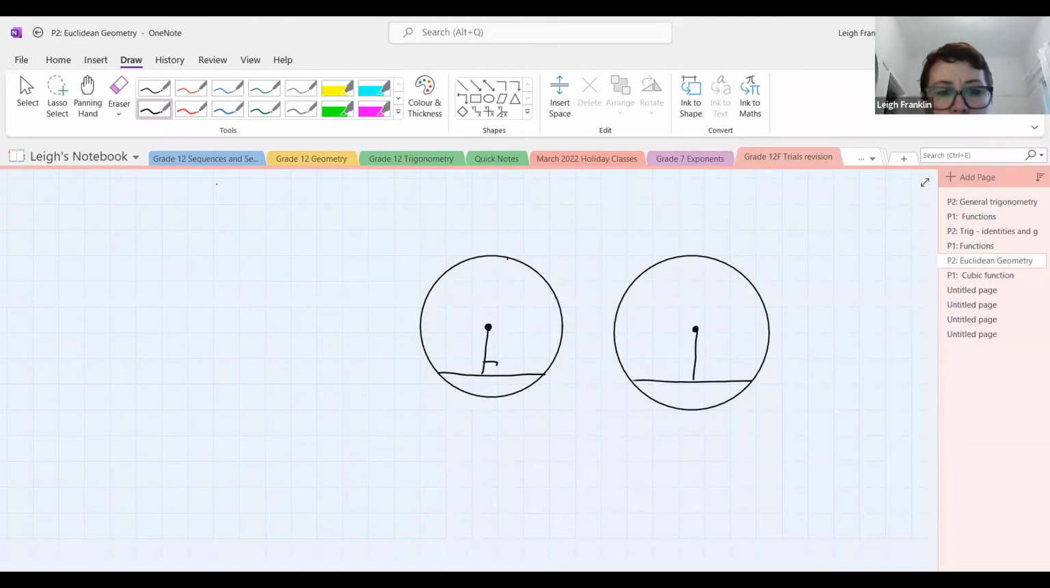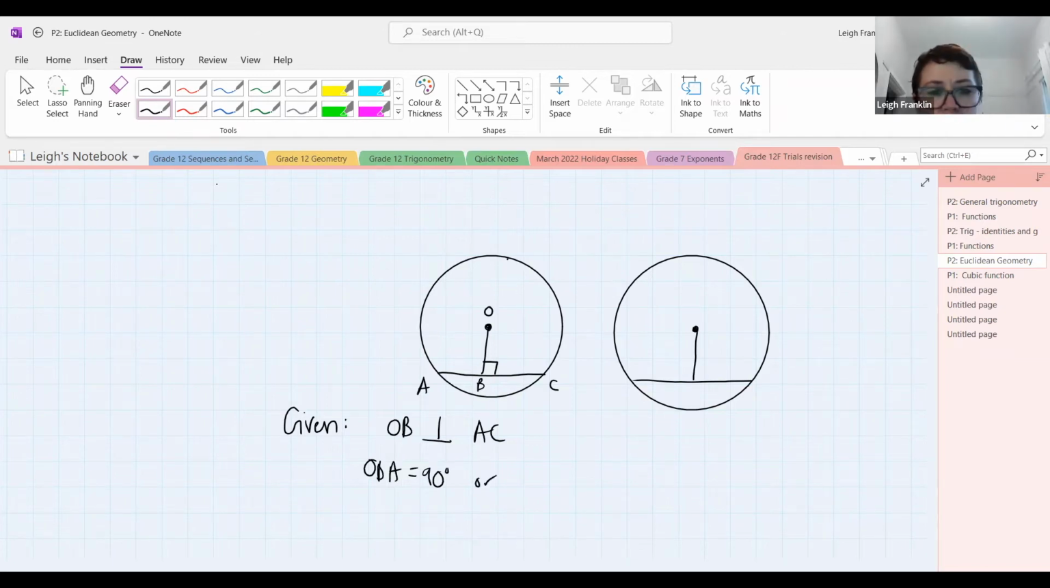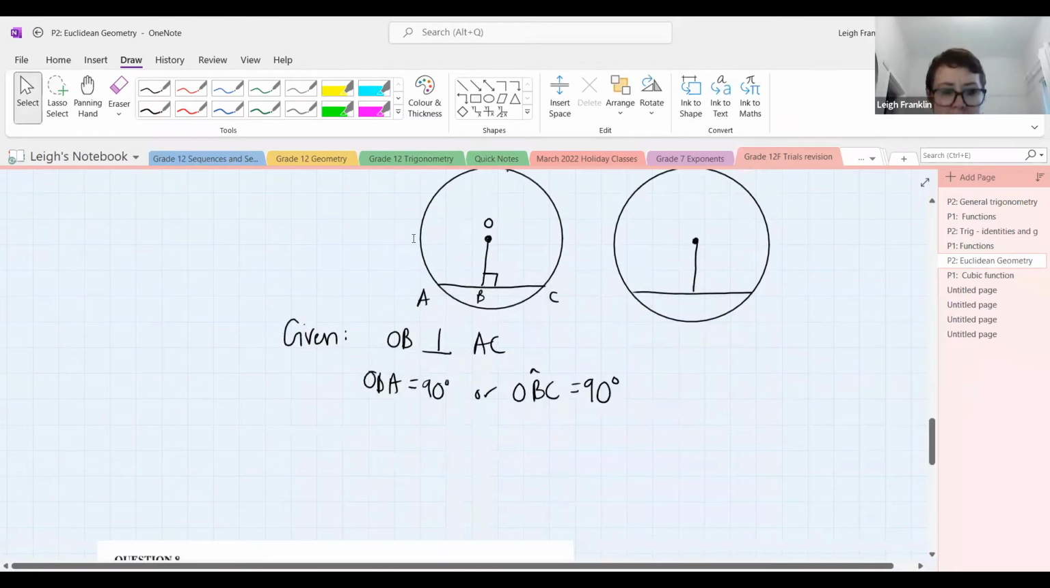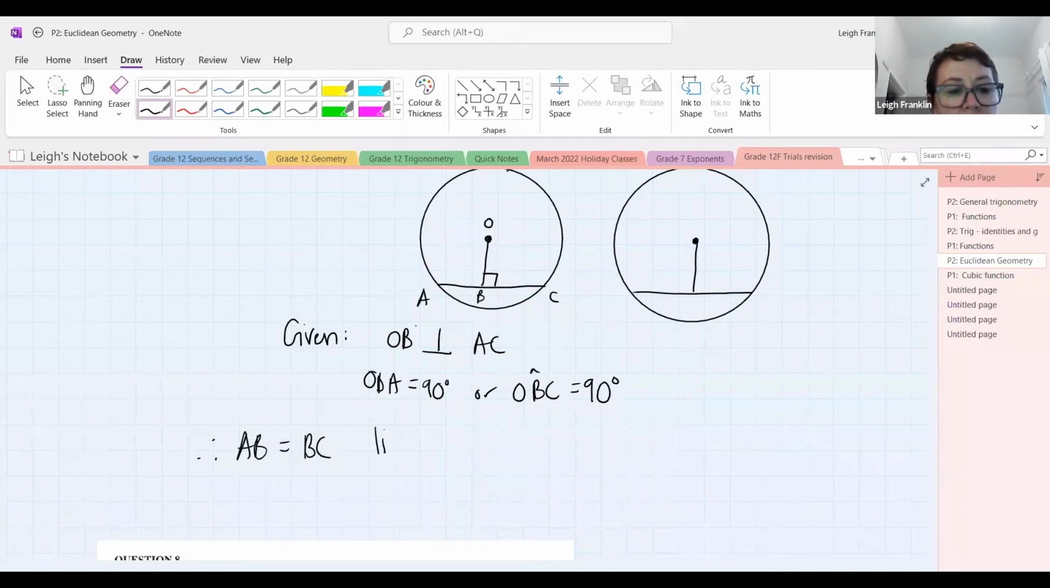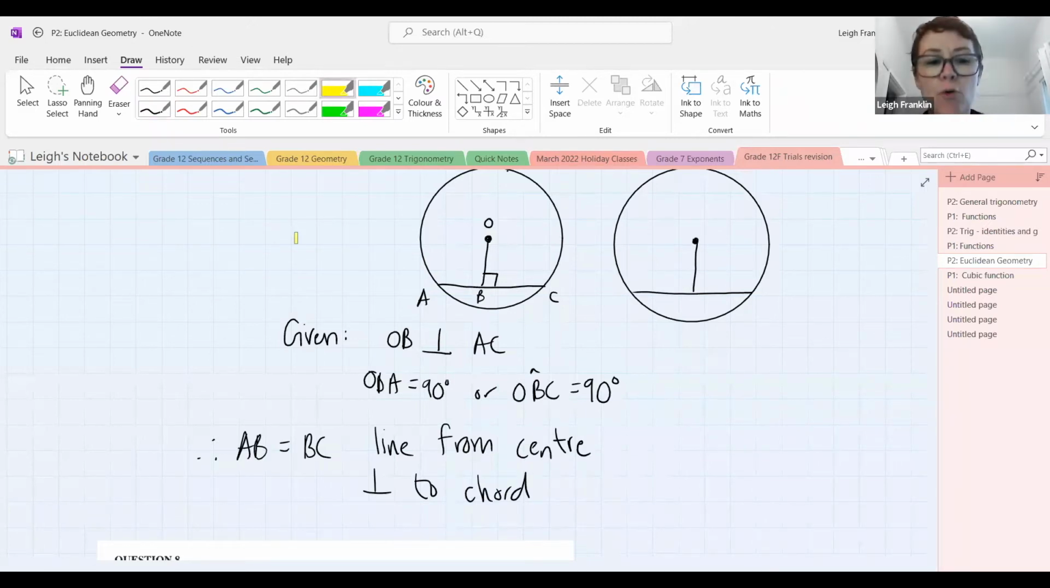So one diagram comes with a right angle. If that's O, the center of the circle, and that's A, B and C, what we have been given here is that OB is perpendicular to AC. Or they could say OBA is 90. What's important is that we are given that there is a right angle. We are then allowed to conclude AB equals BC, line from center perpendicular to chord.